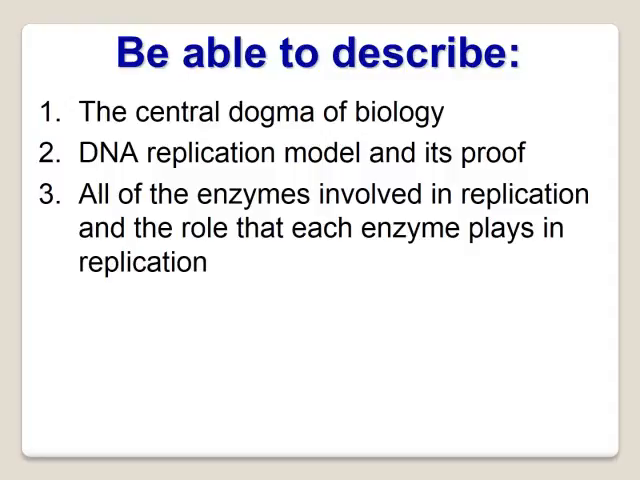The student should be able to identify the model that proves the process of DNA replication, and discuss a little bit about the experiment. And the third objective is that the student should be able to articulate all the 7 or 8 enzymes and elaborate on the function of each one of these enzymes. Now, we won't dig too deep into mechanisms until we get to the next lecture and beyond.